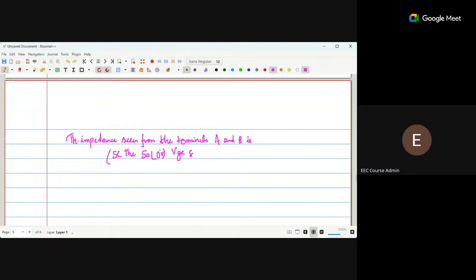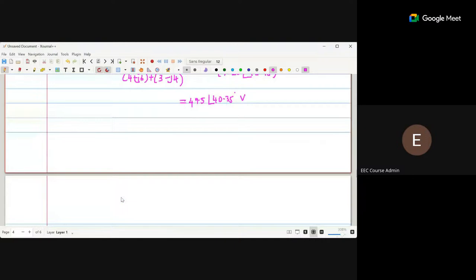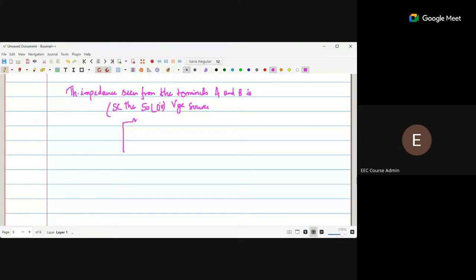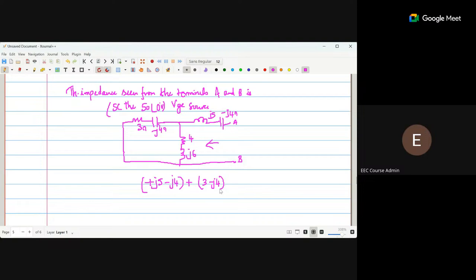So that will be like this. Short circuiting, what you have here is 3 minus J4, 4 plus J6, here J5 and minus J4. So looking from this, it will be plus J5 minus J4, that will be in series with 3 minus J4 parallel to 4 plus J6.